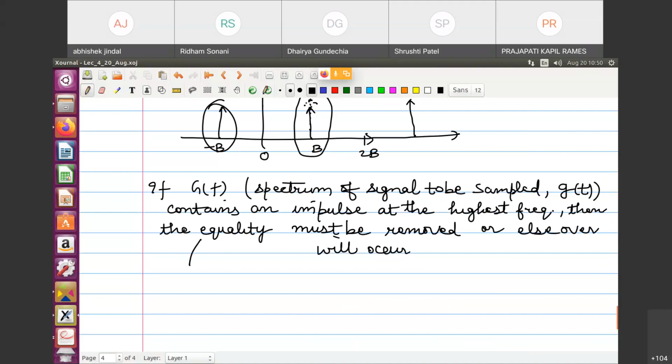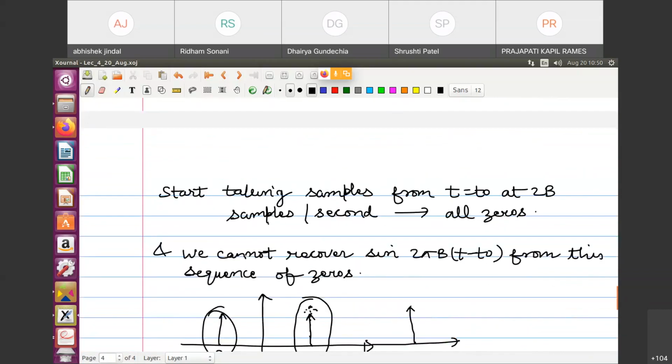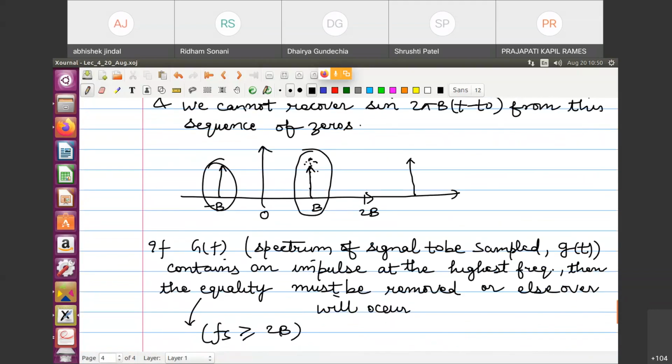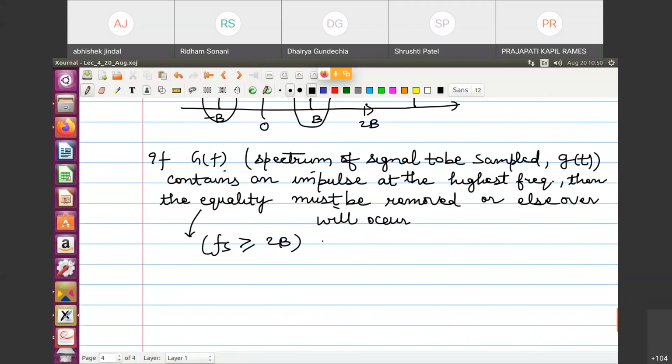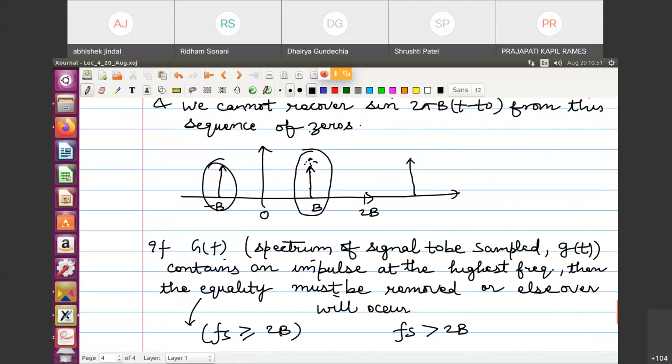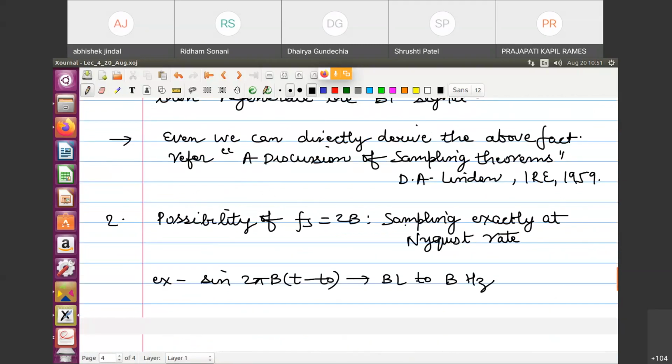Now this equality means the equality in fs greater than or equal to 2B. Because the spectrum of the signal to be sampled, the sine function, contains an impulse at the highest frequency, because the highest frequency present is B, we need to remove this equality and the sampling rate has to be strictly greater than 2B. But for other cases in which there is no impulse at the highest frequency, this equality will work. It means theoretically fs equal to 2B should also give you back the original signal if you try to reconstruct it through the sinc functions.